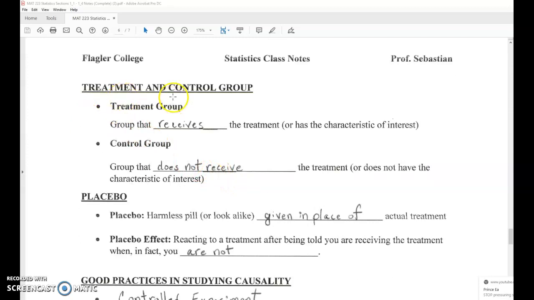Okay, treatment and control group. A treatment group is the group of your data set that receives the treatment or has the characteristic of interest of whatever we're talking about. The control group is the group that does not receive the treatment.